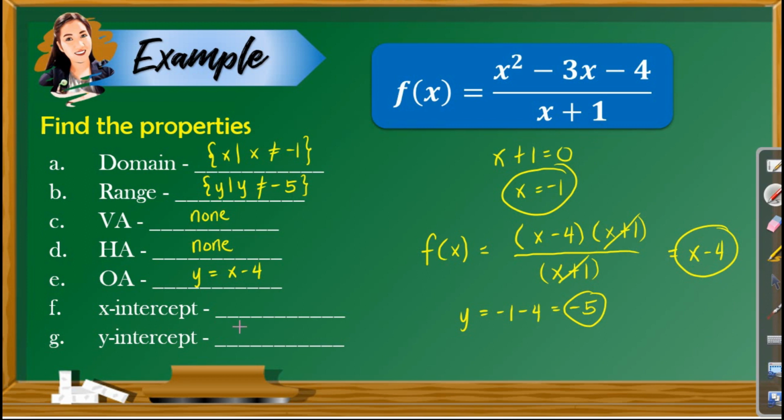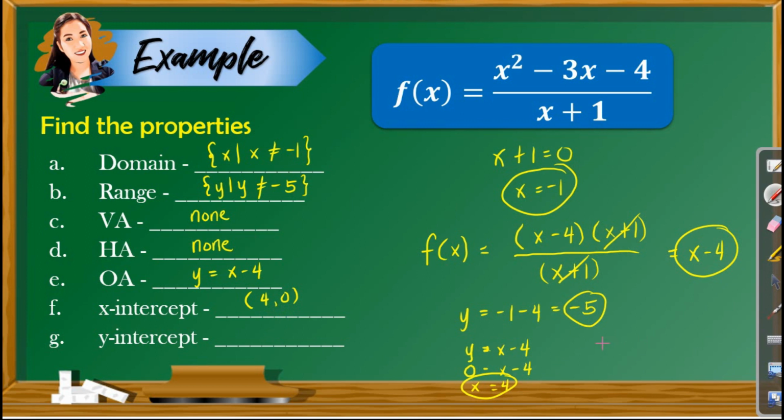In x-intercept, we have to let y be 0. So using the simplified function, we have y is equal to x minus 4. We need to let y be 0. So we have 0 equals x minus 4. We now have the value of x, which is equal to 4. Therefore, the x-intercept is the ordered pair (4, 0). Meaning to say the graph of this function passed through at this point.